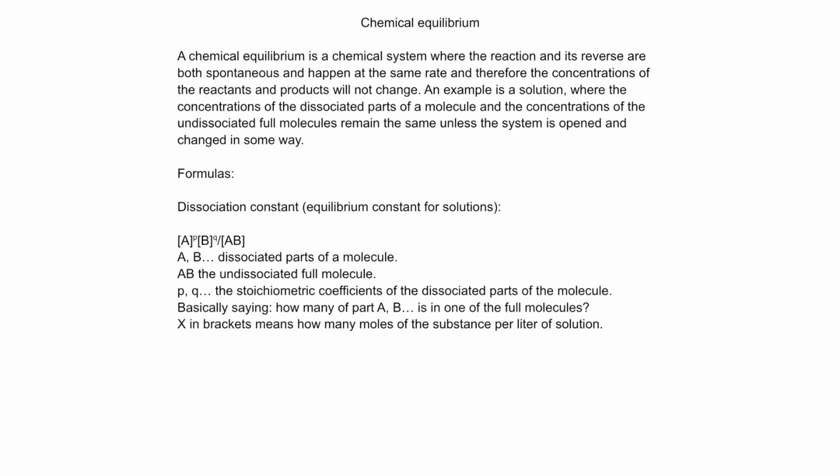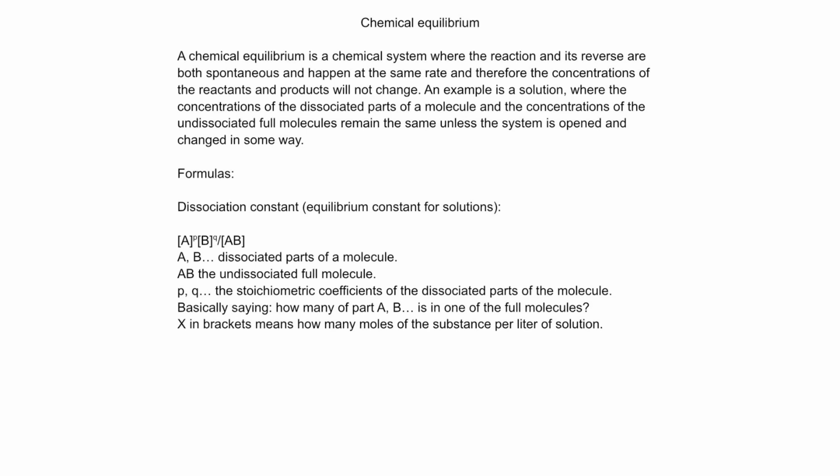Then, a chemical equilibrium is a chemical system where the reaction and its reverse are both spontaneous and happen at the same rate, and therefore the concentration of the reactants and products will not change. An example is a solution, where the concentrations of the dissociated parts of a molecule and the concentrations of the undissociated full molecules remain the same unless the system is opened and changed in some way.